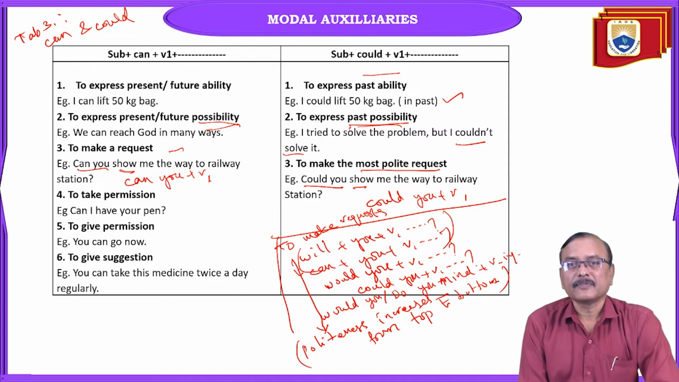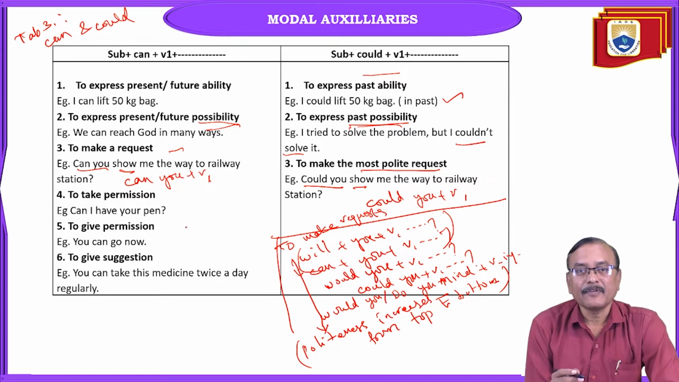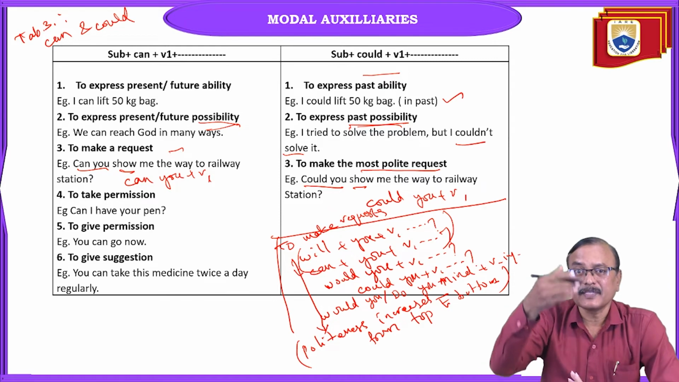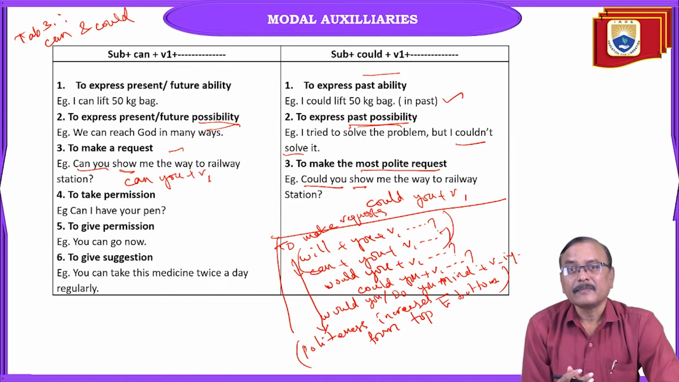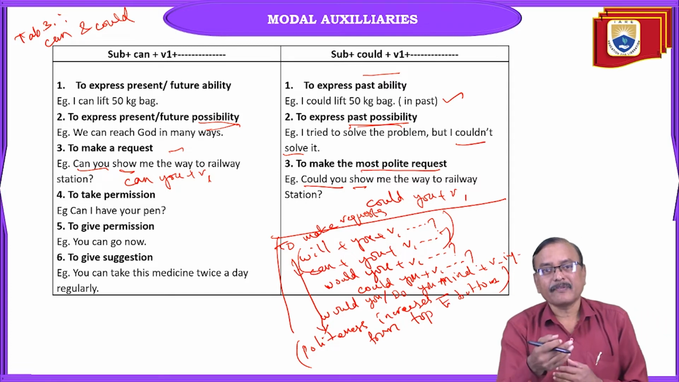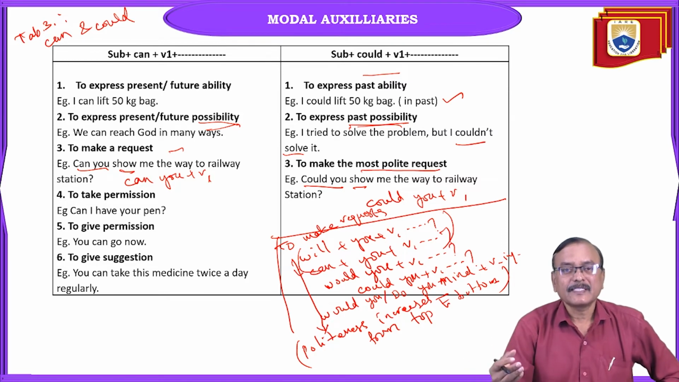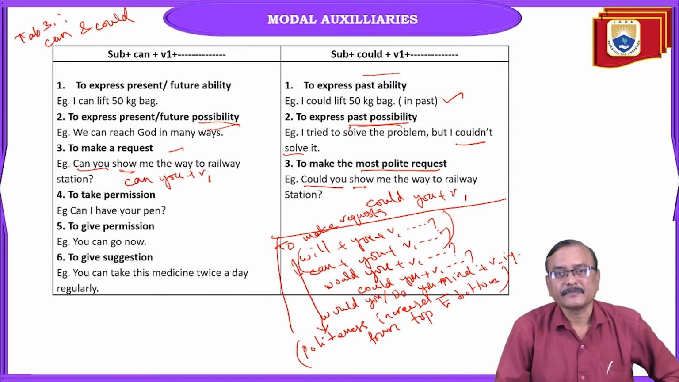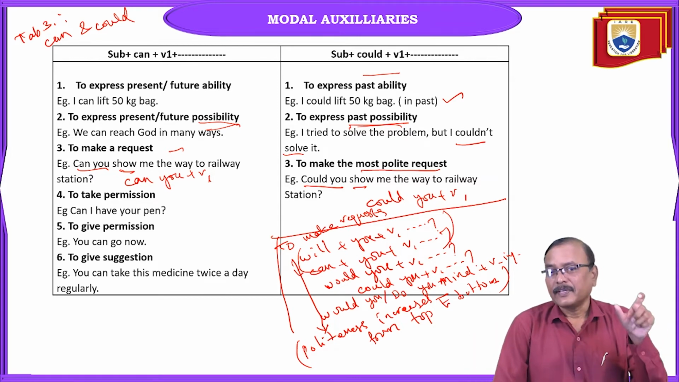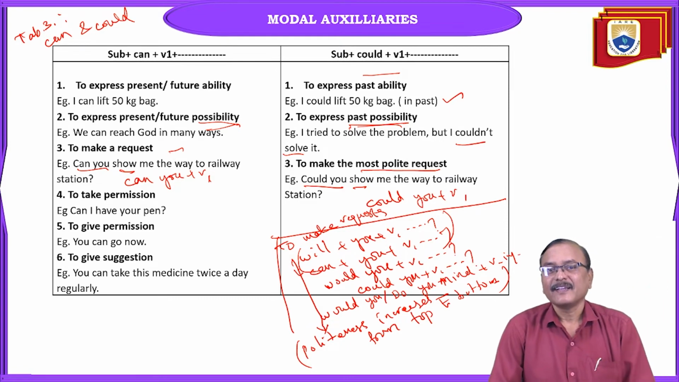Next, let us move to the next one: to take permission. Can I have your pen? To take permission we can use many forms. May I use your pen? May I have your pen? Is it clear? What is the difference between may I have and can I have? May I have is not that polite, it is very casual. May I have it? Definitely we expect the answer yes when I say, may I come in, sir? Generally, the answer is yes only.